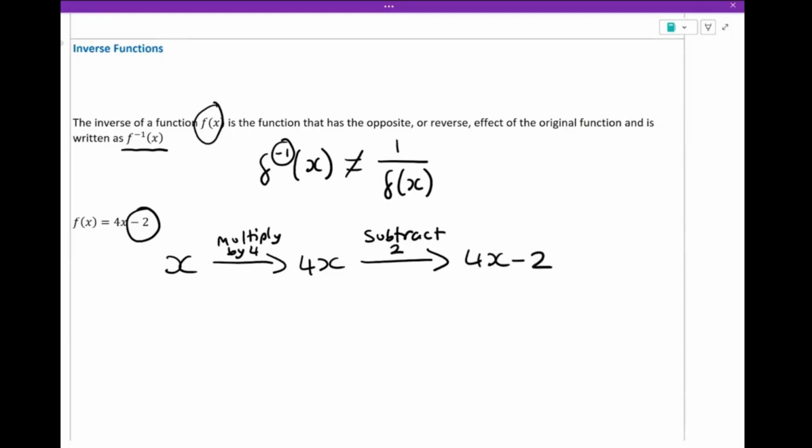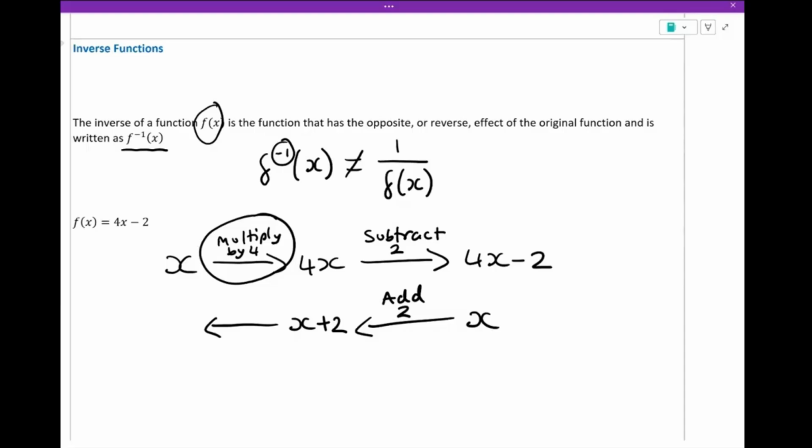Our inverse function is going to do the inverse of this. Okay, so we are going to start on this side going this way. And instead of subtracting by 2, the inverse of that is adding 2. So we are going to add 2. So let's start with x on this side. We're going to add 2. And then that's going to give me x plus 2. And then going back this way to get back to where we started, instead of multiplying by 4, we're going to do the inverse, which is of course dividing by 4.